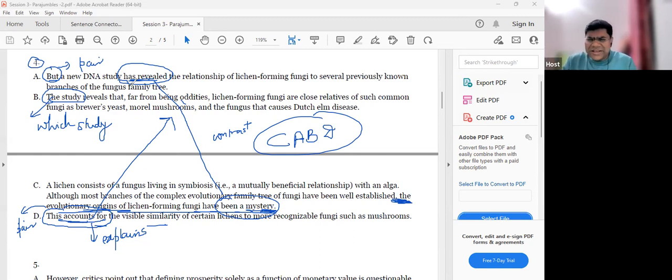VA is coming to be easier. In VA, at least 50% questions are easier. They can be done. The rest 50 is moderate or difficult. If you leave VA entirely, then you are short of 10 to 12 marks. That's why don't leave VA.